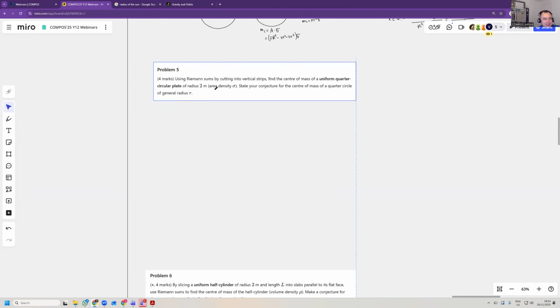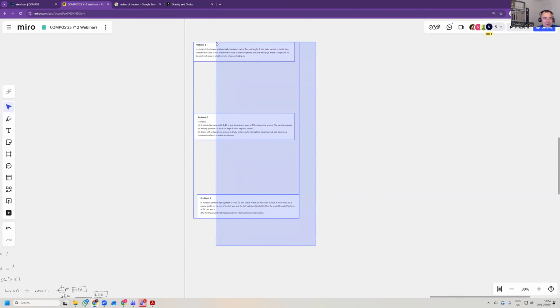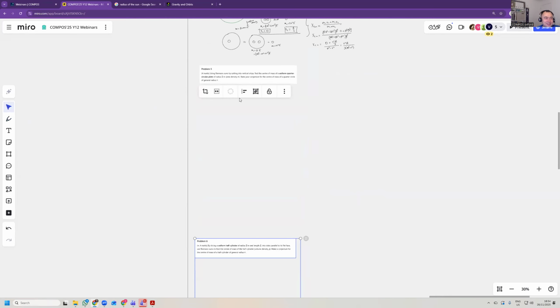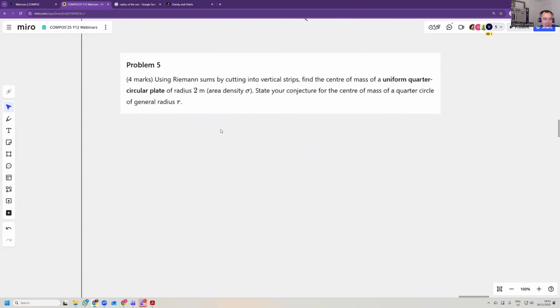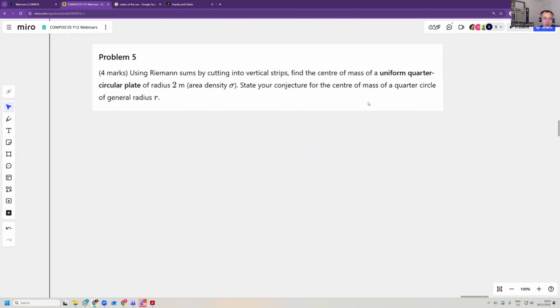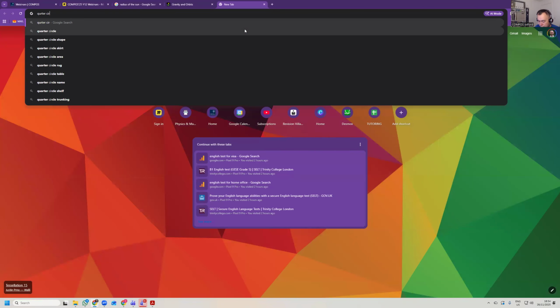Okay, getting to the difficult part, let's put it that way. Using Riemann sums by cutting into vertical strips, find the center of mass of a uniform quarter circular plate of radius 2. So we have a quarter circle.